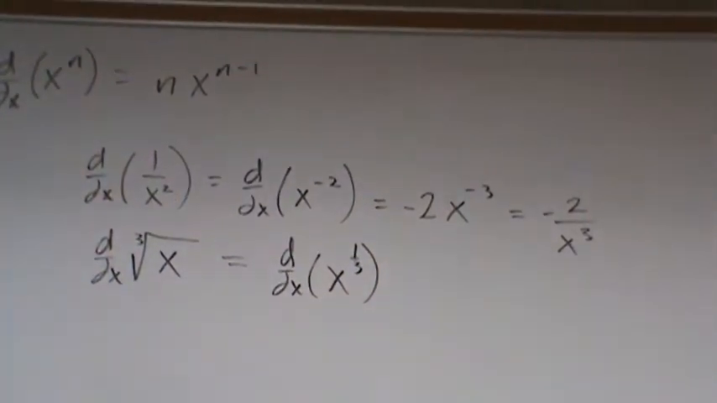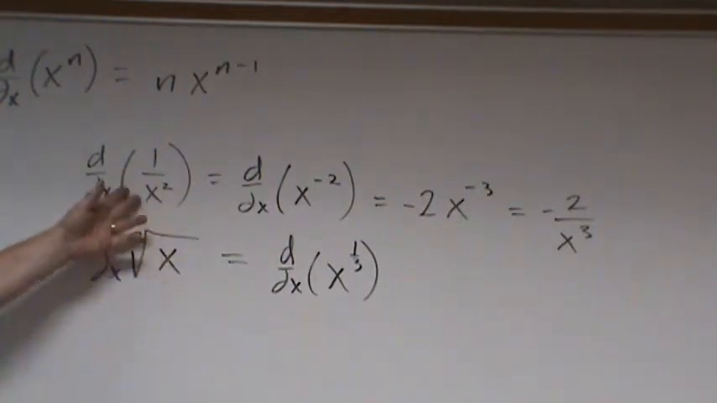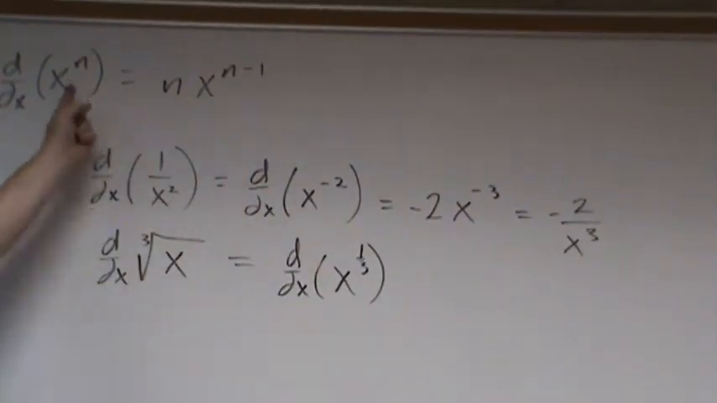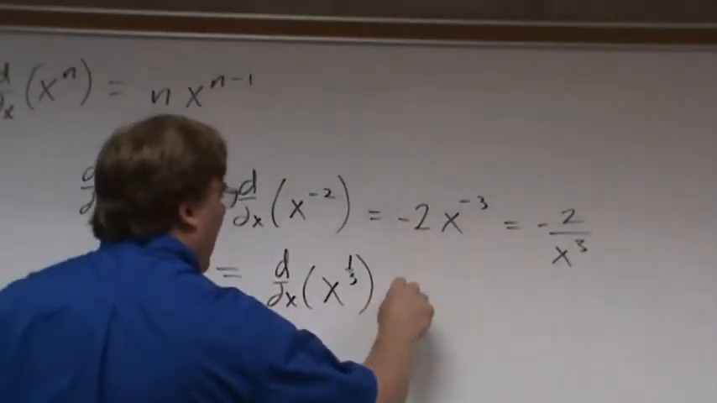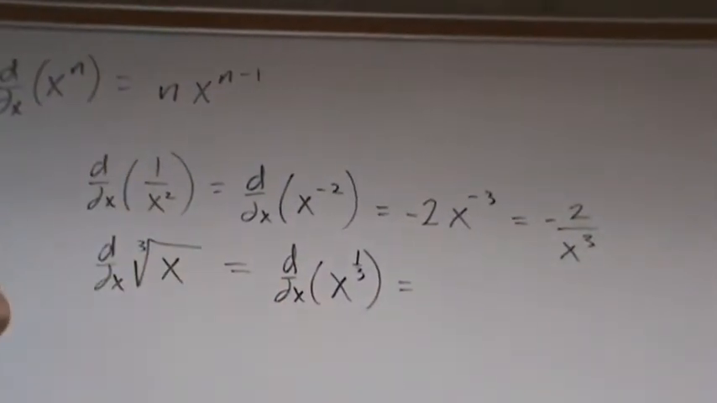You must write your radicals as exponents. Don't have it look crazy like this. It's got to look like this, x to the n. And now, I'd like everyone to please get the derivative of x to the 1/3 power. What is that?